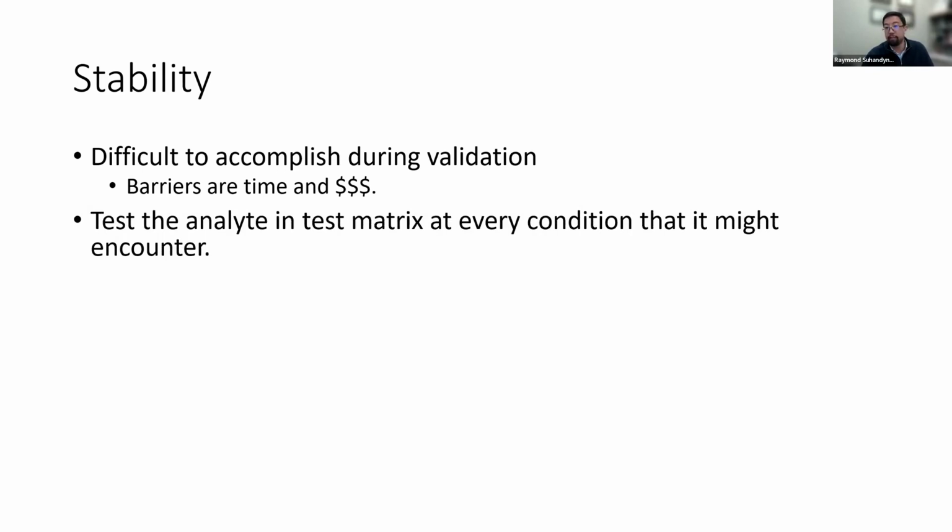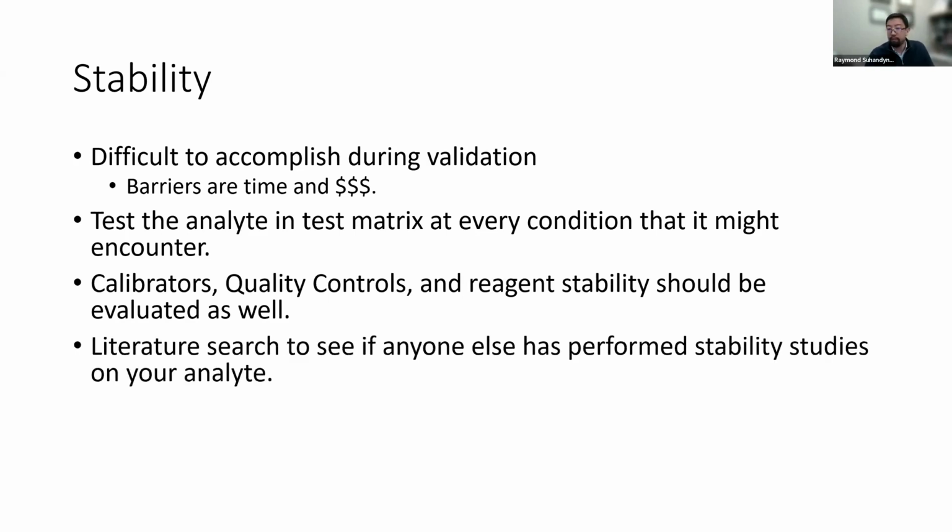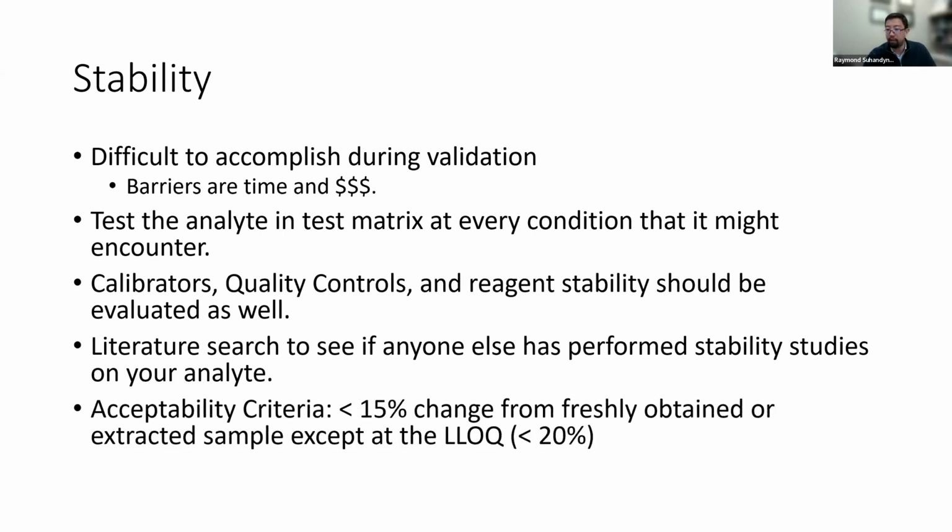And so you test each matrix at every condition that it might encounter: room temperature, 4 degrees, -20, -80, whatever. You just have to think about the entire process. You should also evaluate the stability of all your quality control material, calibrators, and reagents as well. Sometimes people have done this for you, so do a literature search, ask your colleagues, ask anybody else that has worked on any of your compounds of interest, because if it's a popular one, stability studies have likely been done. And typically the acceptability criterion there is less than 15% change from the freshly obtained or extracted sample.